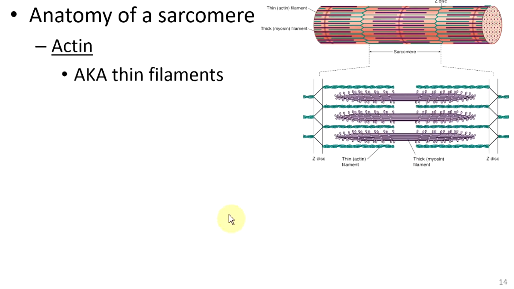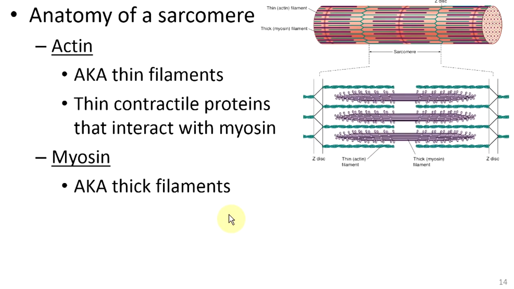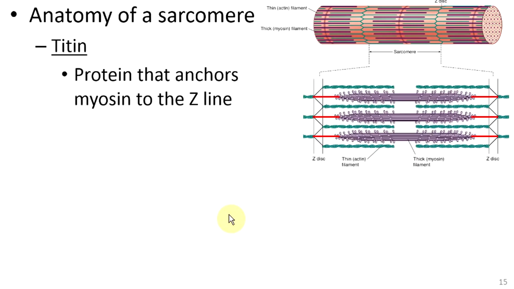Okay, so let's start talking about actin first. These are also known as thin filaments for obvious reasons, and they interact with the myosin, the purplish colored ones there. Myosin are called thick filaments because they're the thicker ones. Now, this picture isn't in your book, so I added these red lines to show you what titin is, and titin is T-I-T-I-N, not T-I-T-A-N like the Greek gods. It's the protein that anchors the myosin to the Z disc or Z line.